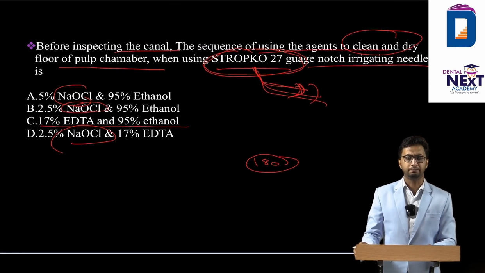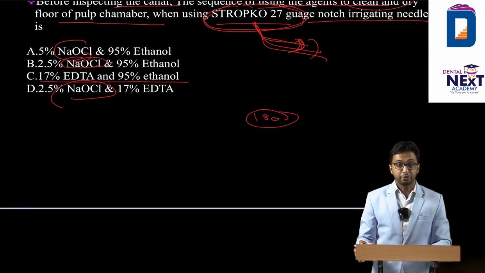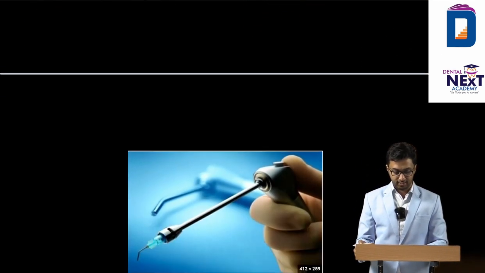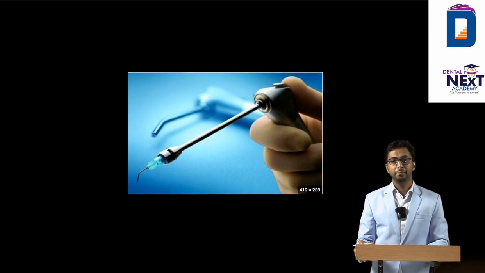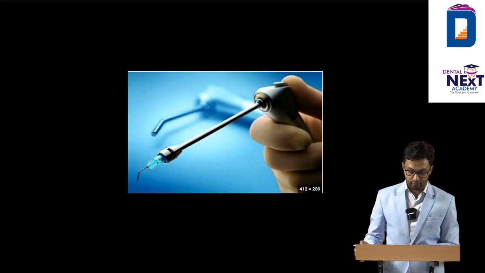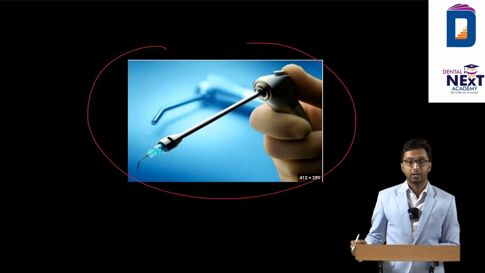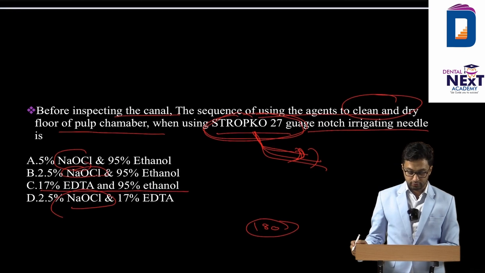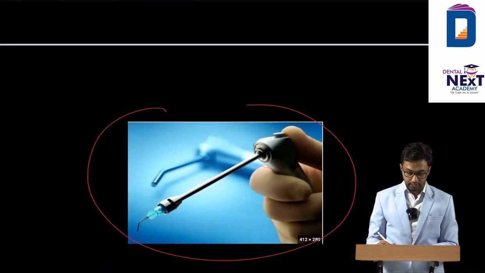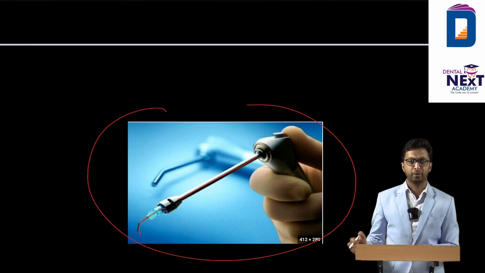And how does that come? By practicing more and more questions, practicing the test papers of the academy. Those who are going to write the exam, practice only the revision exams, not the other ones. Anyway, this is the Stropko needle, a 27 gauge needle. You attach it at the end of a 3-way syringe and use it in the canal, and just put it in the pulp chamber.